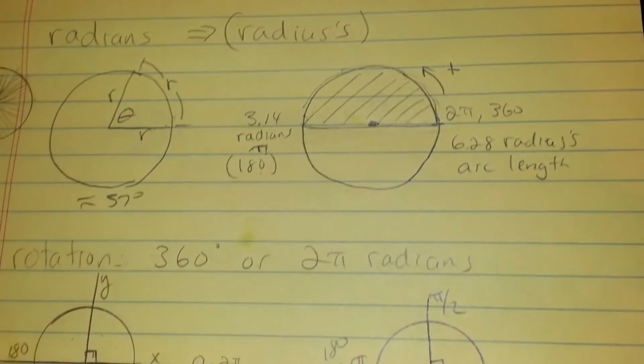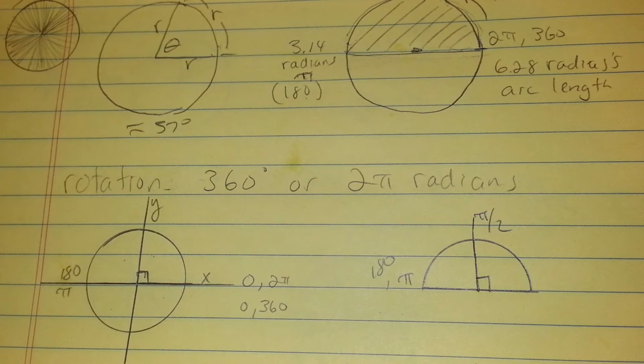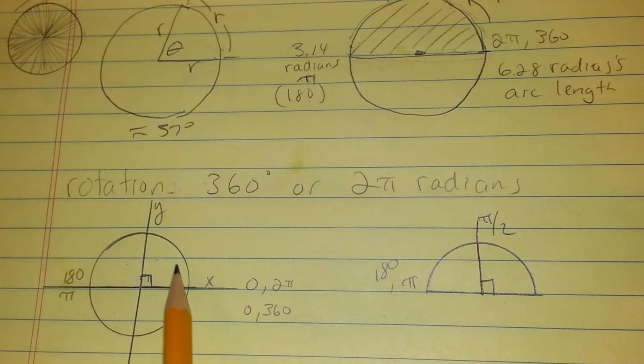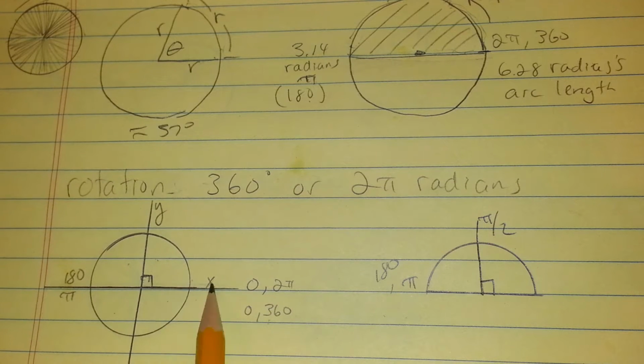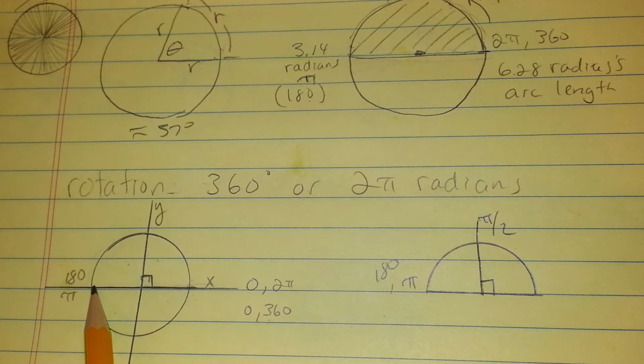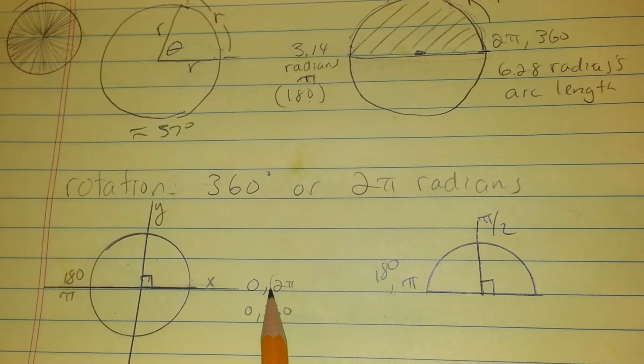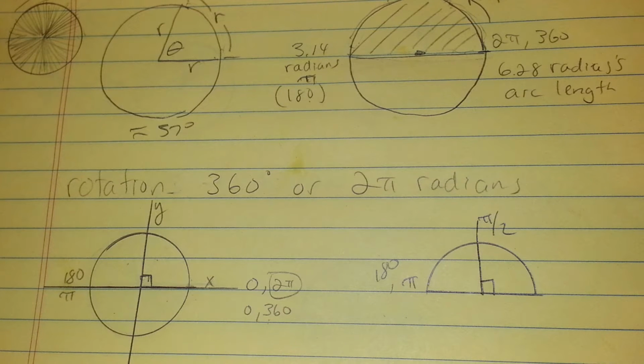We started dealing with rotations, okay? A full rotation is 360 degrees. So I start here at 0. Notice how I'm on the x-axis, my initial position. And all the way around is 360 degrees. It's also 2 pi. It's 2 pi all the way around, okay?